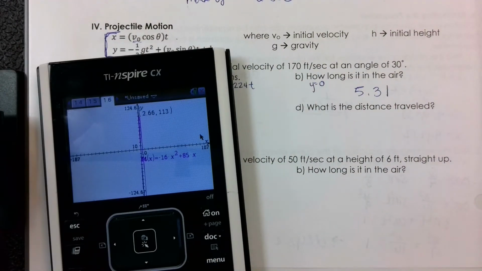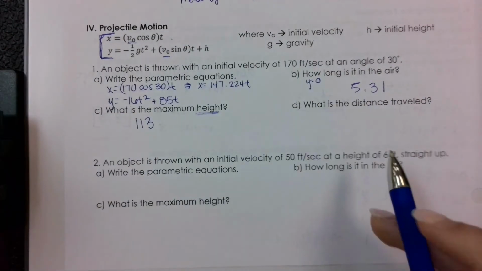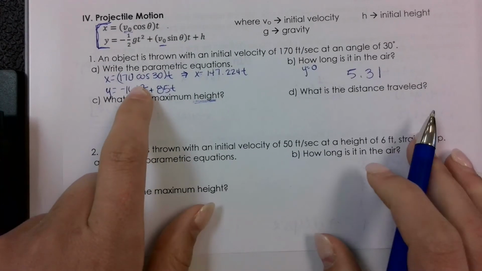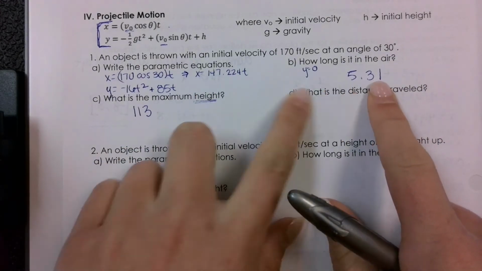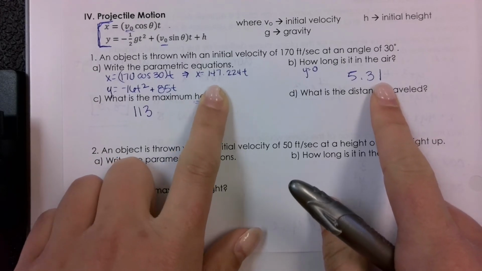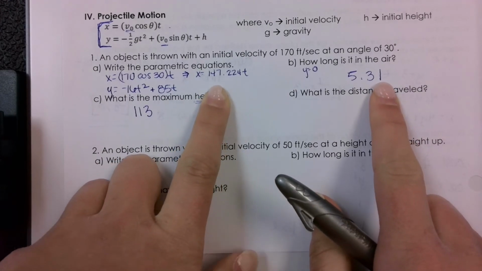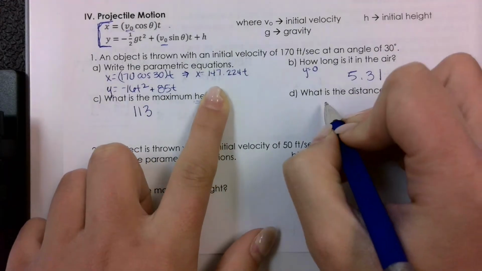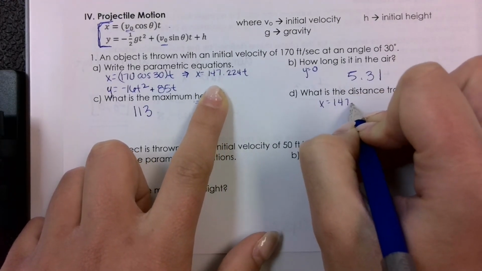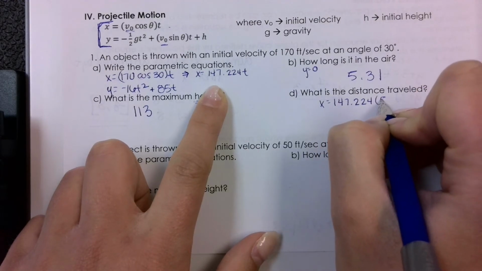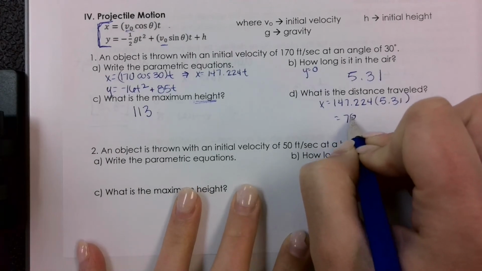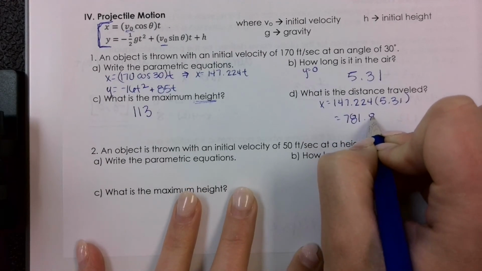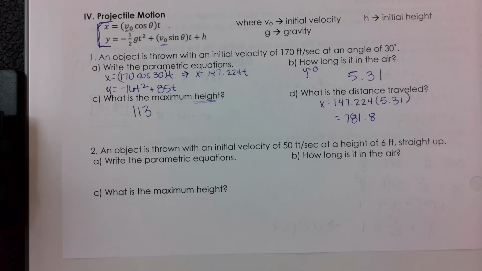Then part D wants to know the distance traveled. So the distance is going to come from your X function, right? So how long was it in the air? 5.31. Plug that into your distance function. That's going to tell you how far it traveled. Does that make sense? Okay, so we're going to say x equals 147.224 times 5.31. And what do we get? So I just did 0.8. Is that okay? If you want to go two places, you can. I don't really care. Questions on that?